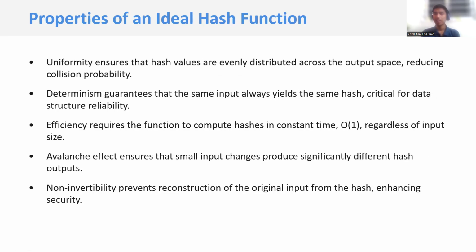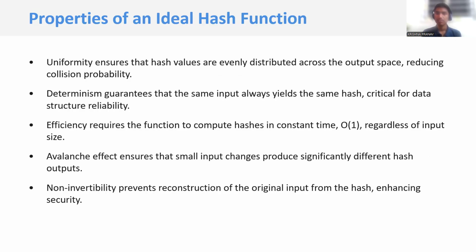Properties of an ideal hash function. Uniformity ensures that hash values are evenly distributed across the output space, reducing collision probability. Determinism guarantees that the same input always yields the same hash. Critical for data structure reliability.